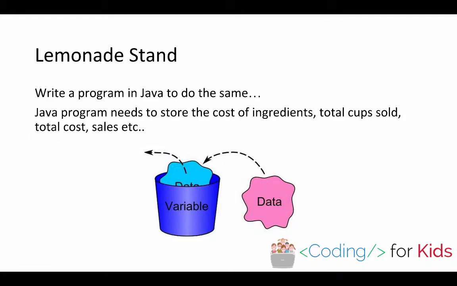Let's say the pixels on your computer screen are having a party, and they've called on you to supply them with lemonade. How would you write a Java program to see your profit? Well, let's take a look at variables. Variables are basically containers that store data.